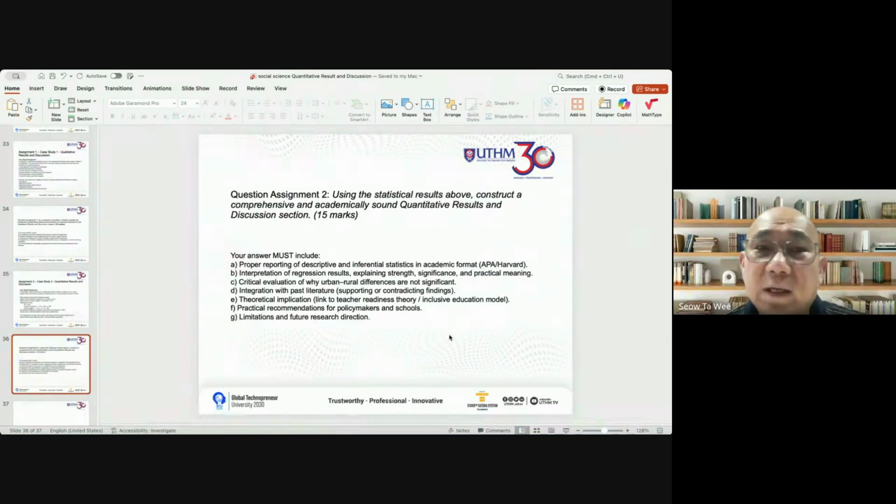Do remember this is the way we analyze the results. You have to code and then again relate with the supporting literature review. And then theoretical implications, because this is quantitative, you must relate it with theory. So link to the teacher readiness theory or inclusive education model. Relate it back to your theory, and practice recommendations for policymakers and schools. And last is the limitations and future research directions.